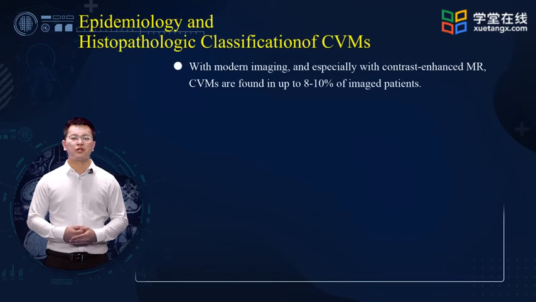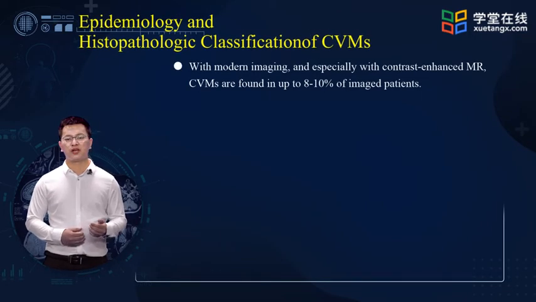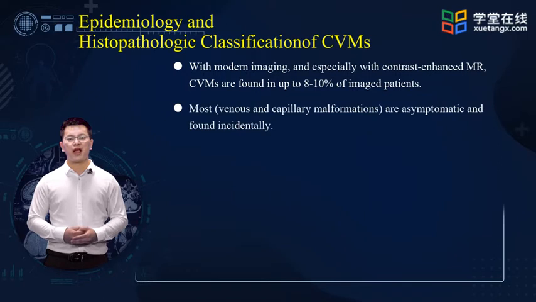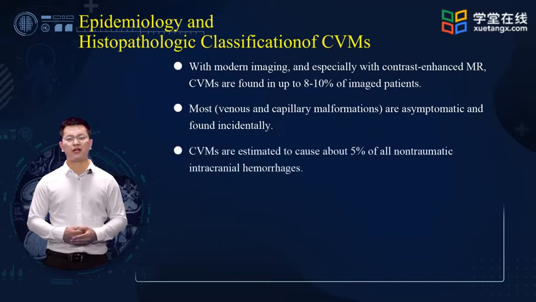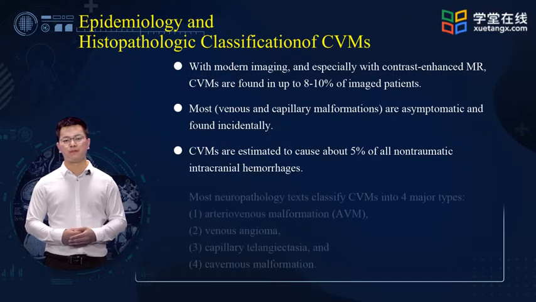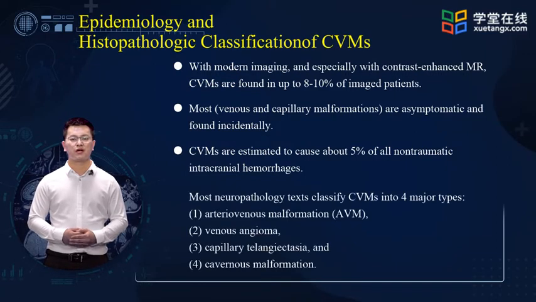With modern imaging, and especially with contrast-enhanced MR, CVMs are found in up to 8 to 10% of imaged patients. Most venous and capillary malformations are asymptomatic and found incidentally. CVMs are estimated to cause about 5% of all non-traumatic intracranial hemorrhages. Most neuropathologists classify CVMs into four major types: AVM, venous angioma, capillary telangiectasia, and cavernous malformation.